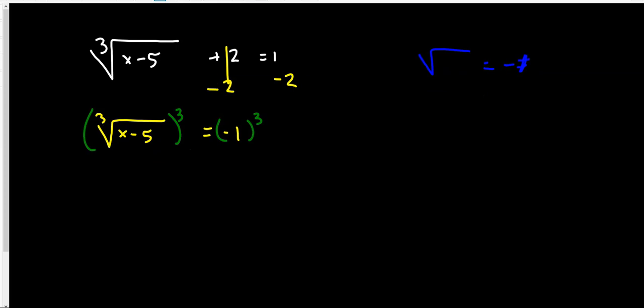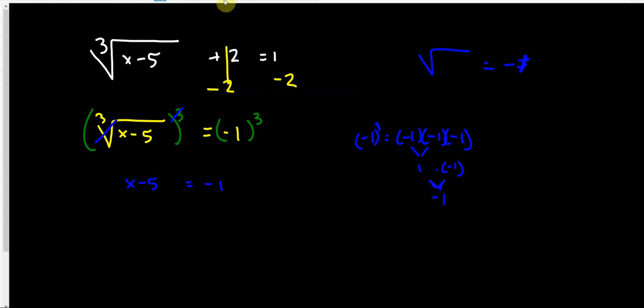So I can cancel the cube root out, and I'll have x minus 5 is equal to, now negative 1 to the third power is negative 1, because if you don't believe me, that would be negative 1 times negative 1 times negative 1. Just 3 of them, right? Negative 1 times negative 1 is positive 1. But then I got to multiply by negative 1, and that would be negative 1. Okay.